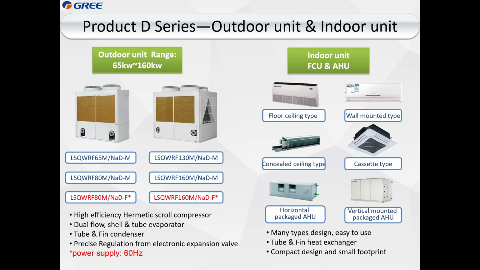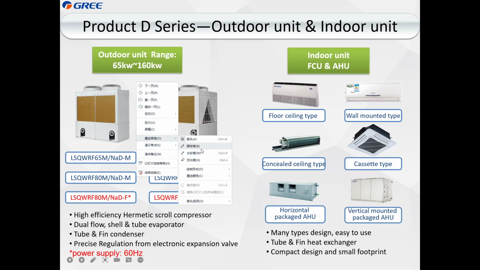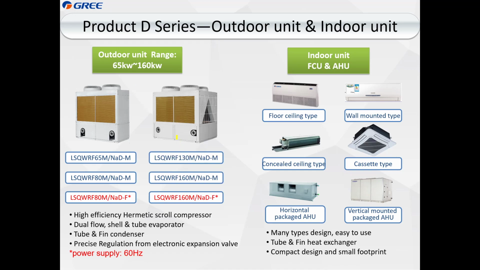First we see the D series. This is the capacity range. The capacity range is 65 kilowatt to 160 kilowatt. On this side is the indoor unit, fan coil, AHU.